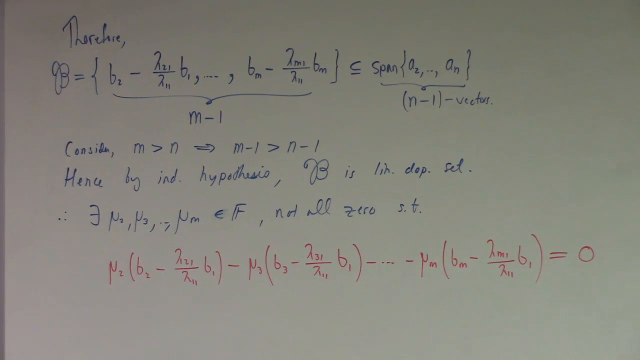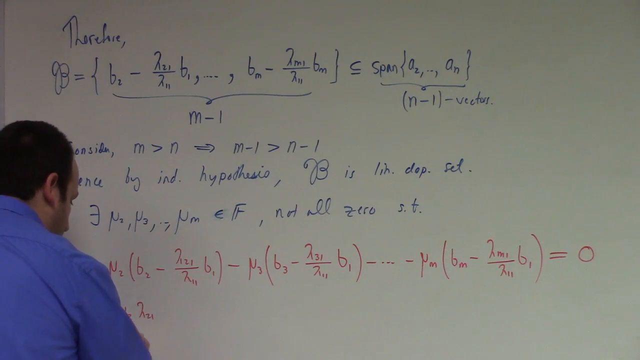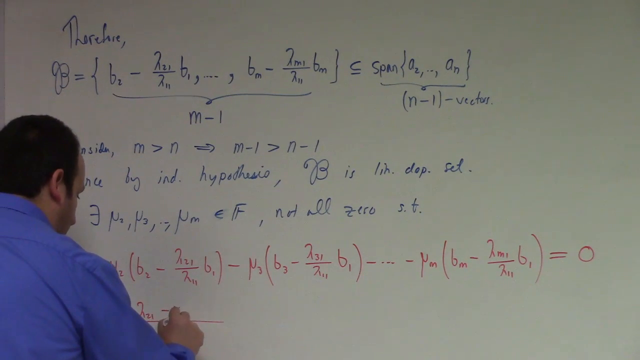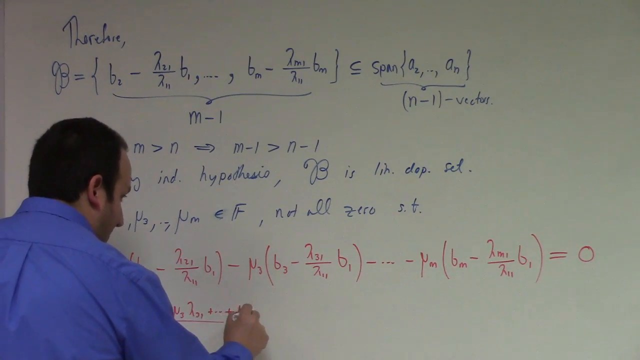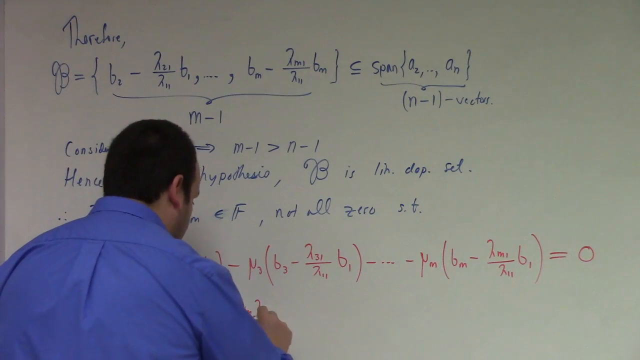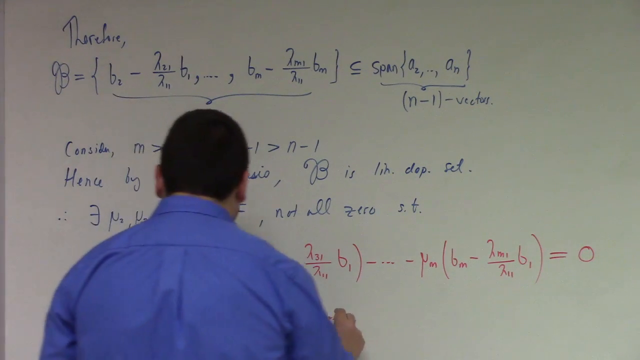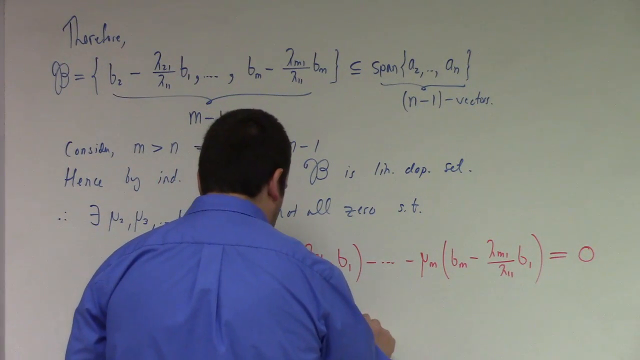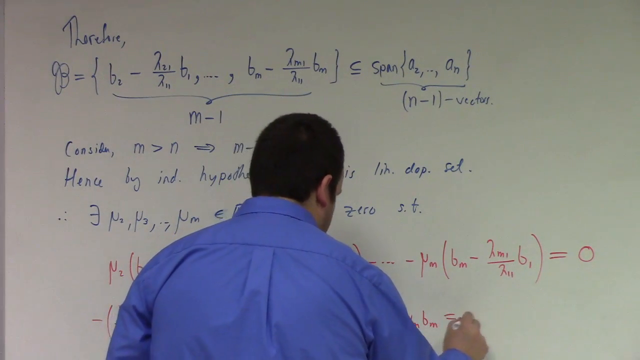It's the part you guys like. Just calculate, right? Compute, reorder, collect all the things with b1. What do you got? You got minus mu2 lambda 2,1. I'm going to put the minus out front. Mu3 lambda 3,1. I factored the minus out. Plus and so on, plus mu_m lambda m,1, all divided by lambda 1,1, b1. And then you got yourself mu2 b2 plus and so on, mu_m b_m equals 0.